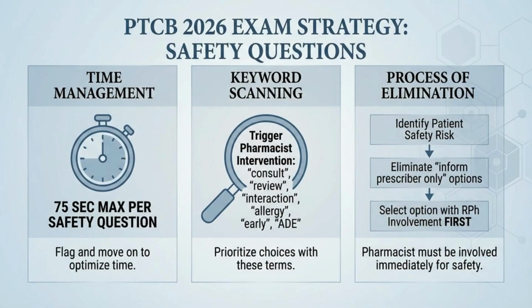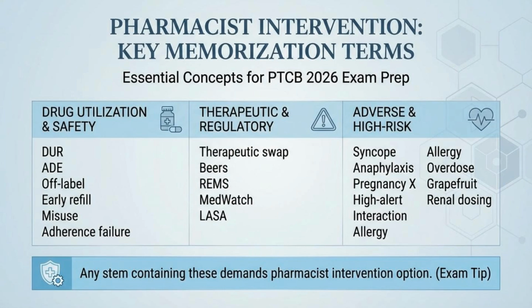For safety questions, use time management and keyword scanning. Prioritize choices with terms like consult or interaction. The process of elimination requires you to select the option with pharmacist involvement first. Memorize key terms like DUR, ADE, syncope, anaphylaxis, and interaction. Any stem containing these terms demands the pharmacist intervention option.